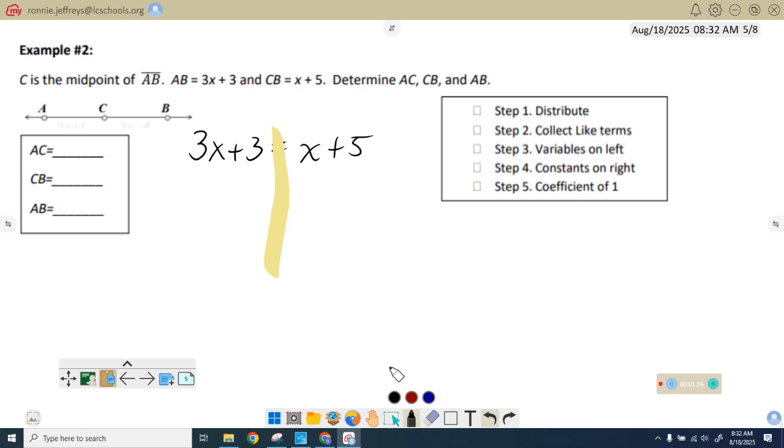All right, so no distribute. Do we need to collect like terms? No, we have different teams. Okay. Variables on the left. So this is understood to be a 1.